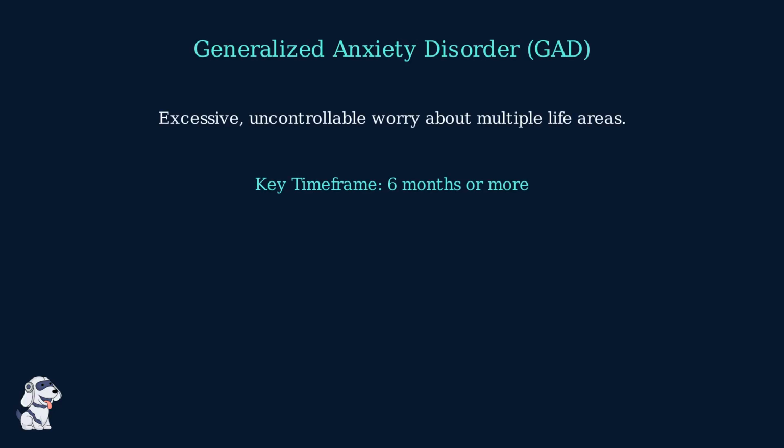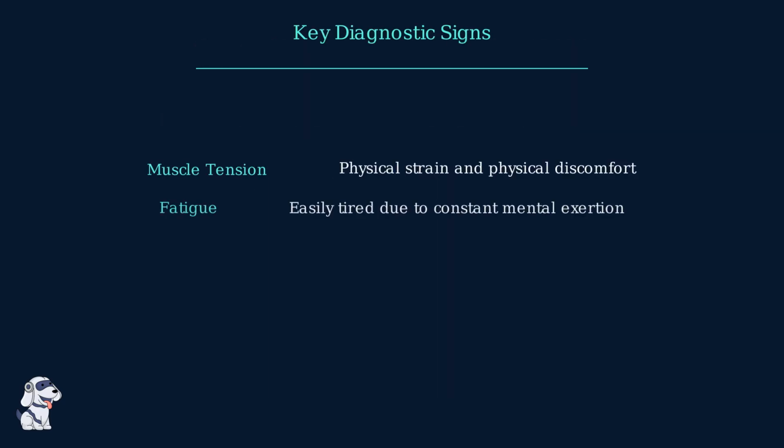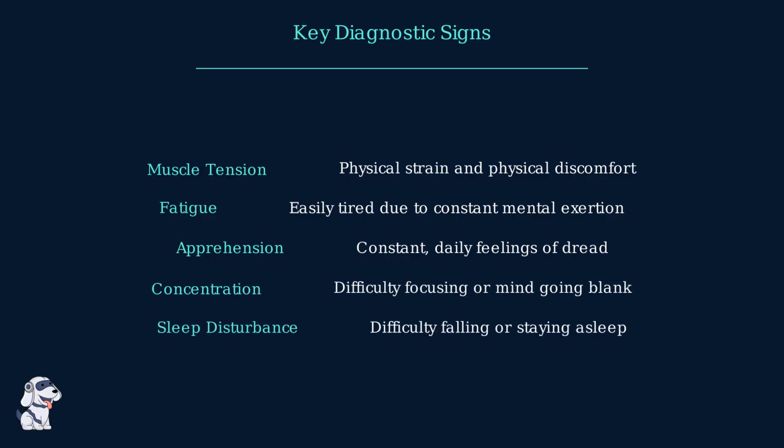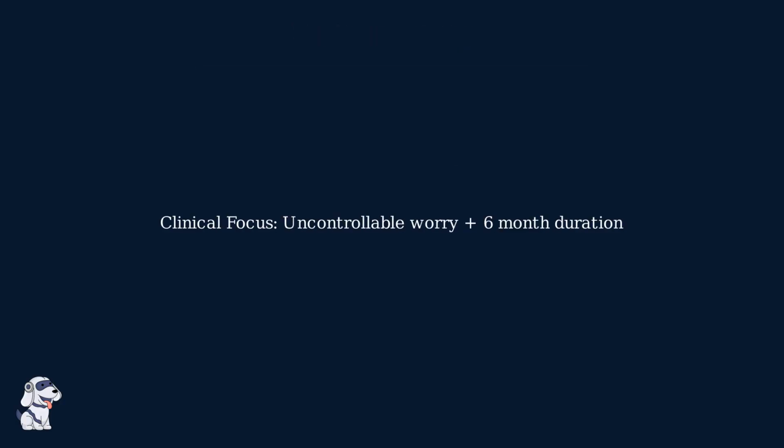Generalized anxiety disorder is characterized by excessive and uncontrollable worry about multiple life events. The diagnostic threshold requires these symptoms to persist for at least 6 months. Common clinical signs include persistent muscle tension, ongoing fatigue, and constant daily apprehension. Patients often report difficulty concentrating and sleep disturbances, which interfere with daily functioning. In clinical practice, focus on the pervasive nature of the worry and the 6-month duration. It is not just occasional stress, but daily apprehension that signifies GAD.